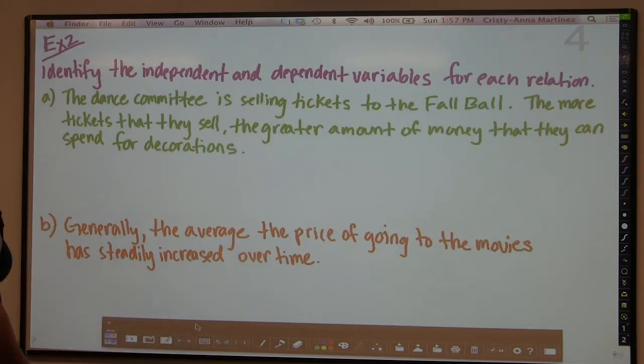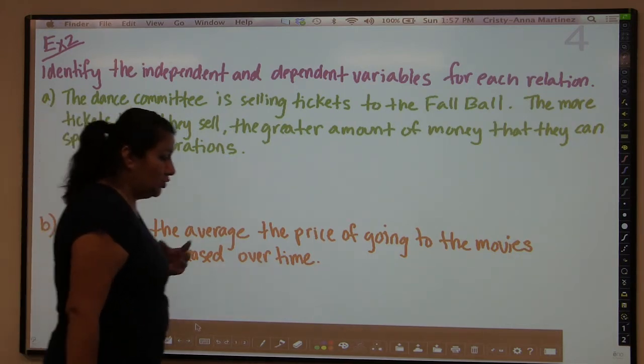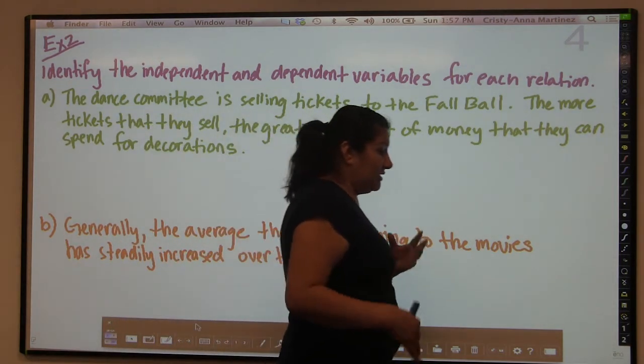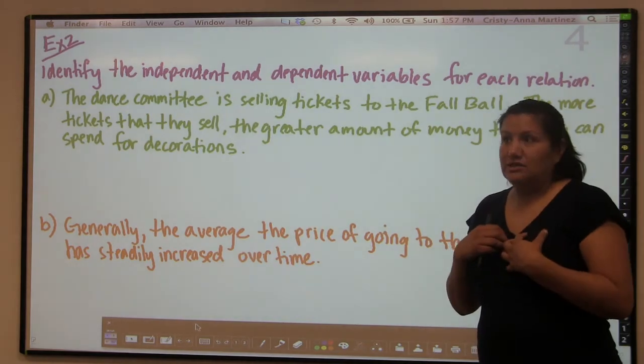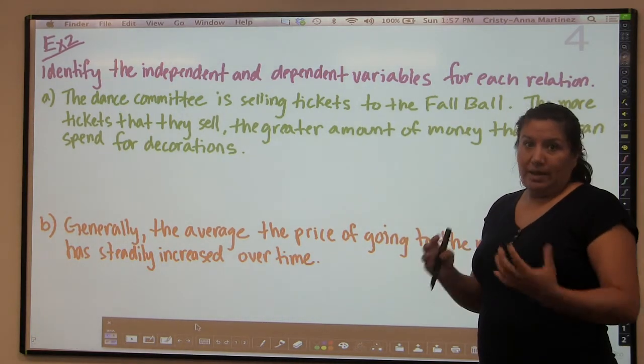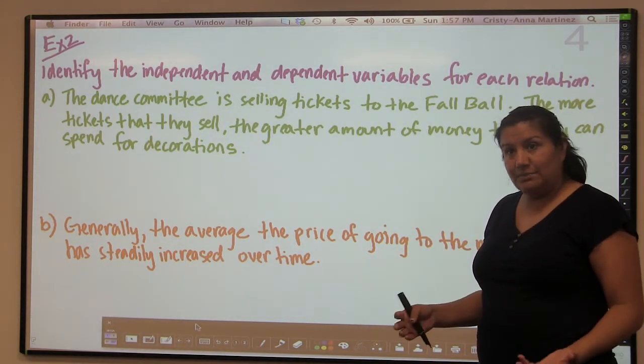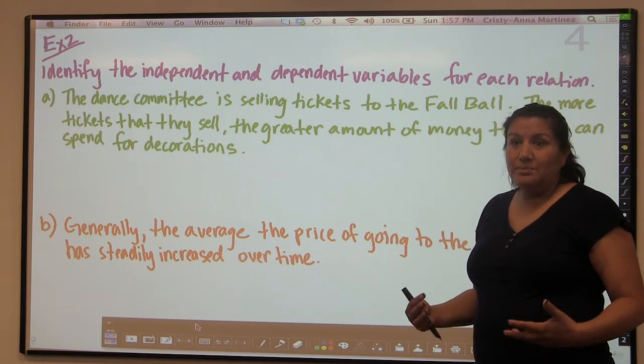Awesome. Okay, so the next thing that you're being asked to do is to identify independent and dependent variables for each relation. And before we get into the examples, I just want to remind you, when you think about independent versus dependent, the way I like to remember it is I always think about our relationship with our parents. You know, we like to think sometimes that we're independent, but in reality we're not. We depend on our parents for everything.